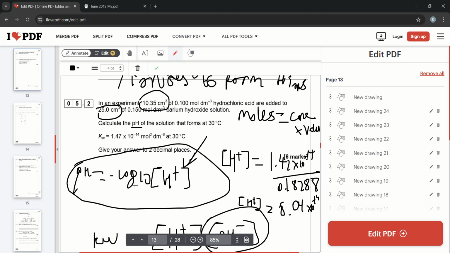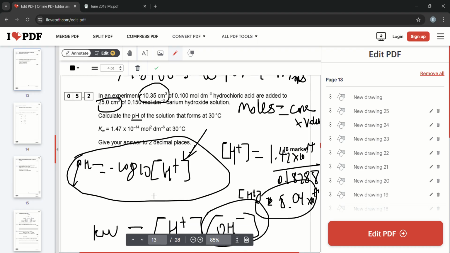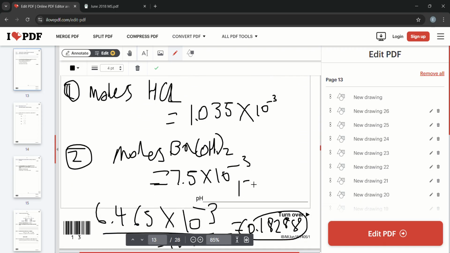We want the pH, so use this equation and substitute this value, 8.04 times 10 to the power minus 14, in. So it's going to be minus log 10. Use that function on your calculator, and we get 13.09 as your final pH.